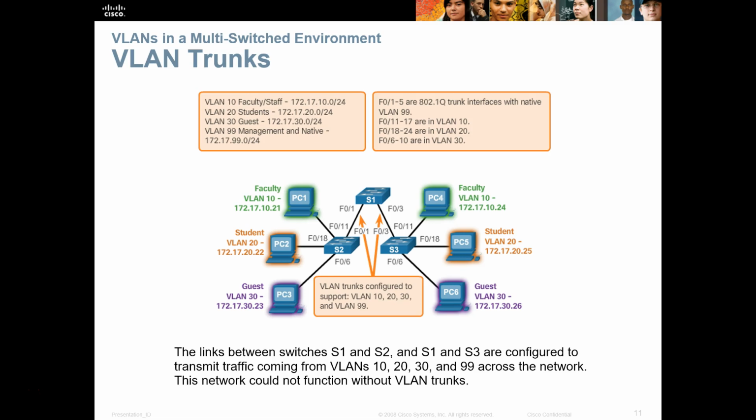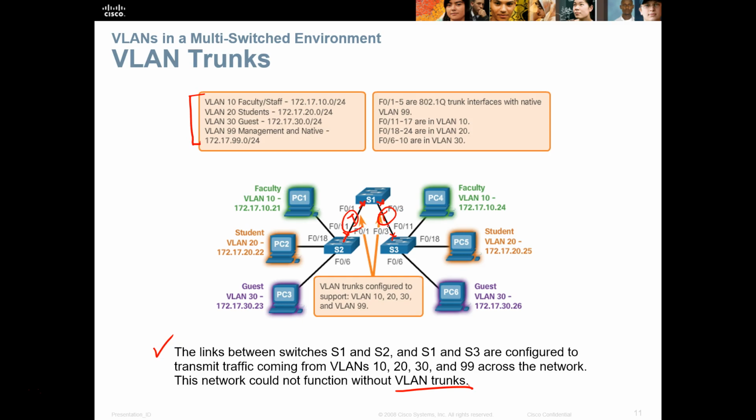So VLANs in a multi-switched environment. This shows multiple VLANs, 10, 20, and 30, and then a management VLAN and native VLAN. You also have multiple ports in different VLANs. And it says the links between switches S1 and S2, and S1 and S3 are configured to transmit traffic coming from VLANs 10, 20, 30, and 99 across the network. The network could not function without VLAN trunks. Okay, so these are the trunk links.